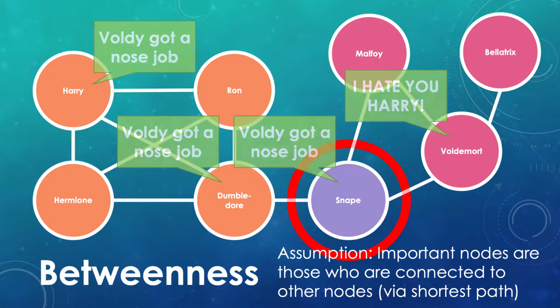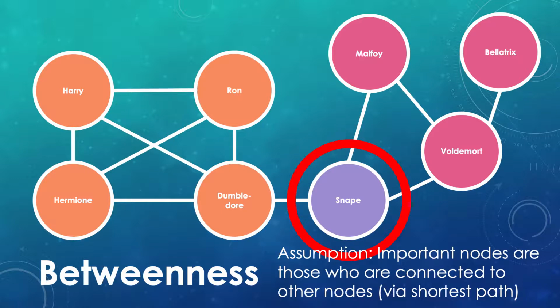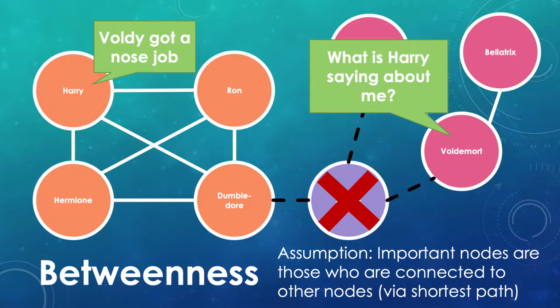Because Snape has high betweenness, that makes him very important in ensuring information flows between the network. If you get rid of Snape, there is no way for Voldemort to know what Harry Potter is saying. This is what makes Snape so important in this network.